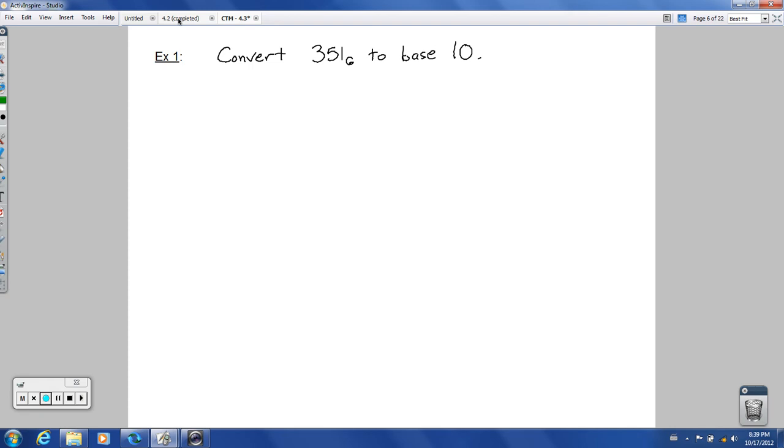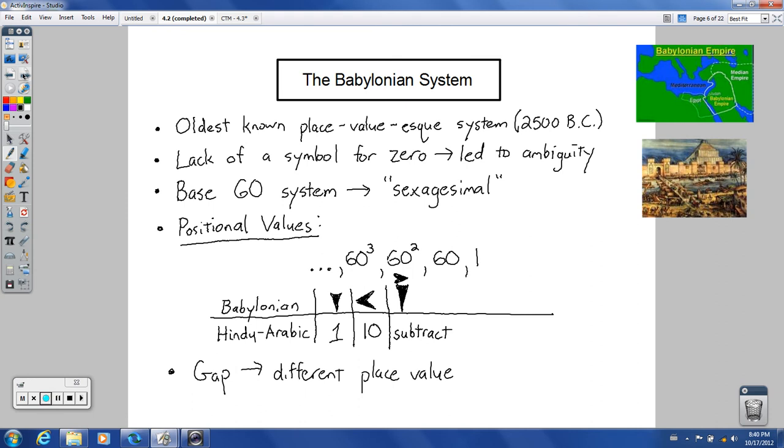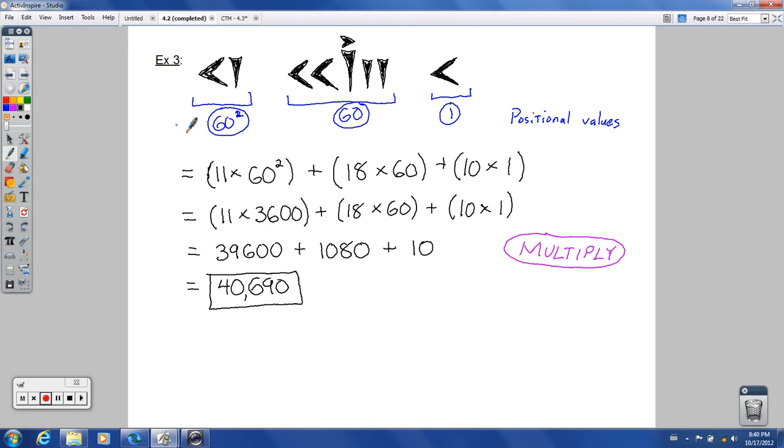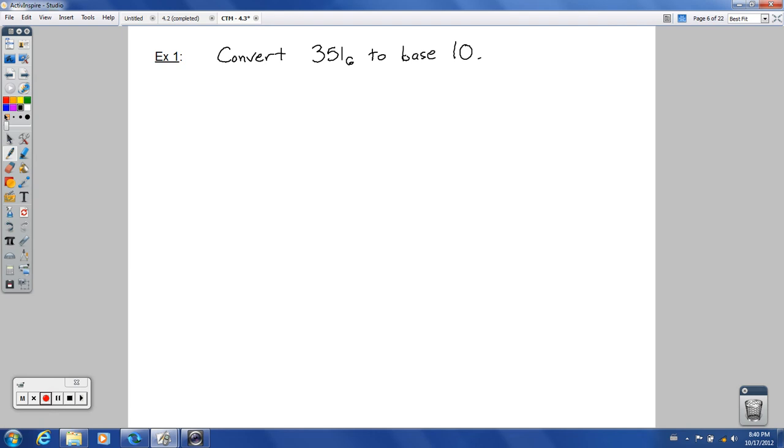So I'm going to go back to this. This was 4.2, if you want to look at those notes and have those out while you're following along or writing your notes here. I think that's a great idea. But wasn't this just base 60, this Babylonian system? And now instead of base 60, we're going to use base 6. So we're going to be multiplying by 1, 6, and 6 squared instead of 1, 60, and 60 squared. So it's essentially no different than what we were doing before. It's almost a review lesson in that sense.